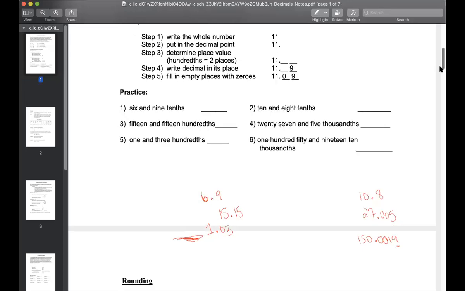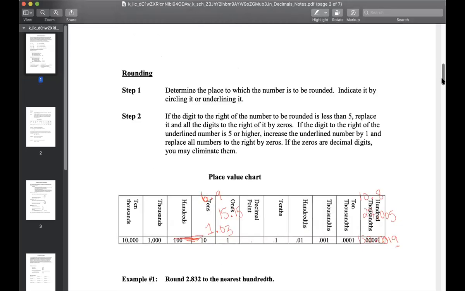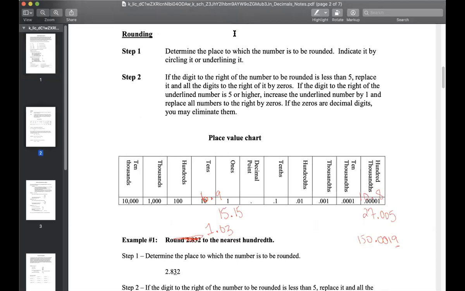I'm going to scroll down to rounding. So we're going to use the same idea that we have with our place value to understand rounding. In order to round, you have to determine the place the number is to be rounded to, and that is usually indicated by circling it or underlining it. That's the best way to do it.